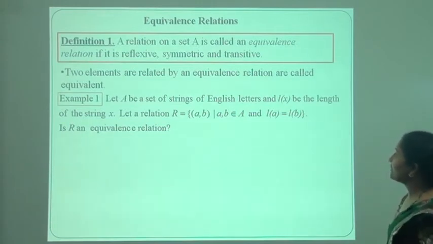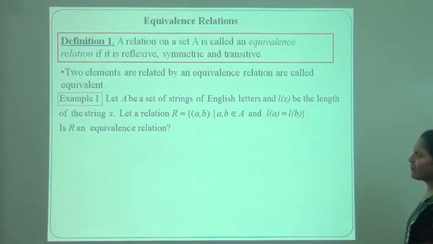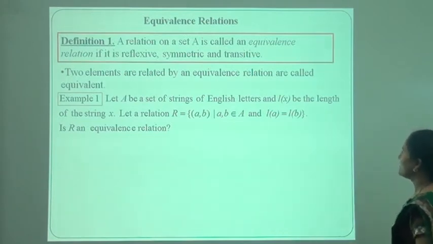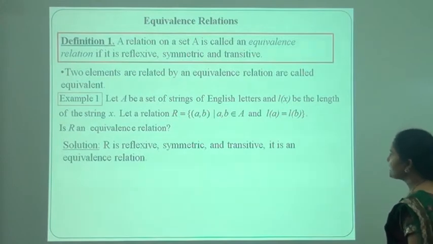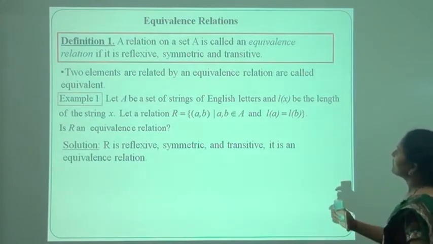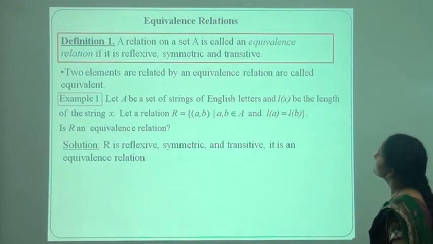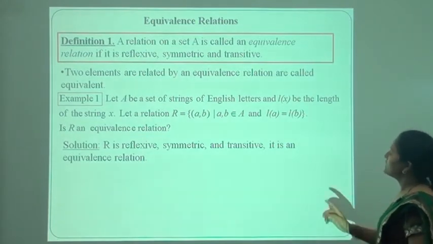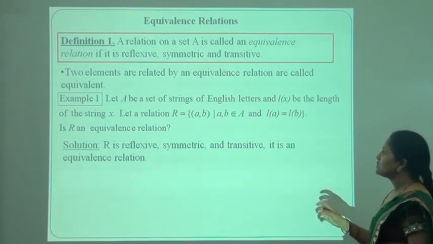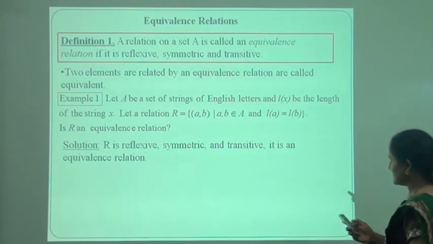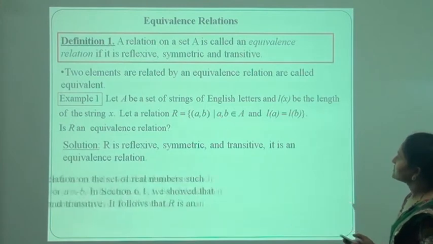Let A be a set of strings of English letters and let l(x) be the length of the string x. Let the relation R equal (a, b) where a, b belong to A and the length of a equals the length of b. Is R an equivalence relation? Yes. Here R is reflexive, symmetric and transitive. It is reflexive since the length of a is always fixed. For two elements a, b, the length of a must equal the length of b, and the length of b equals the length of a. Again, taking a, b and b, c, there must be a length such that the length of a equals the length of c, which equals the length of c and a. So this is an equivalence relation.